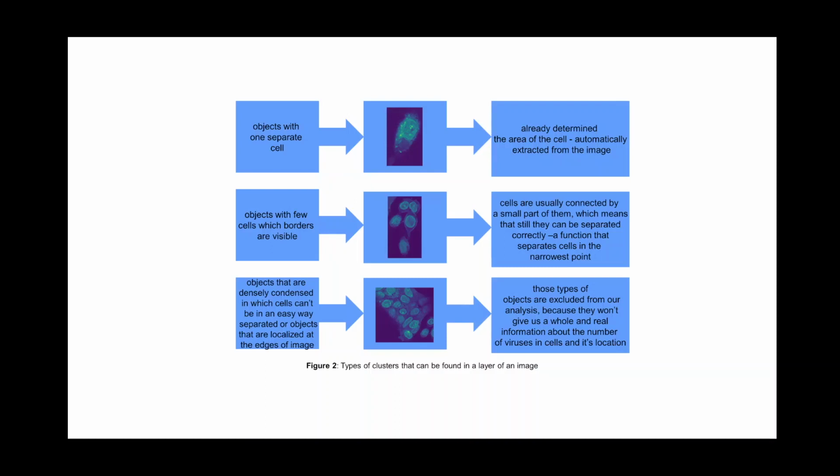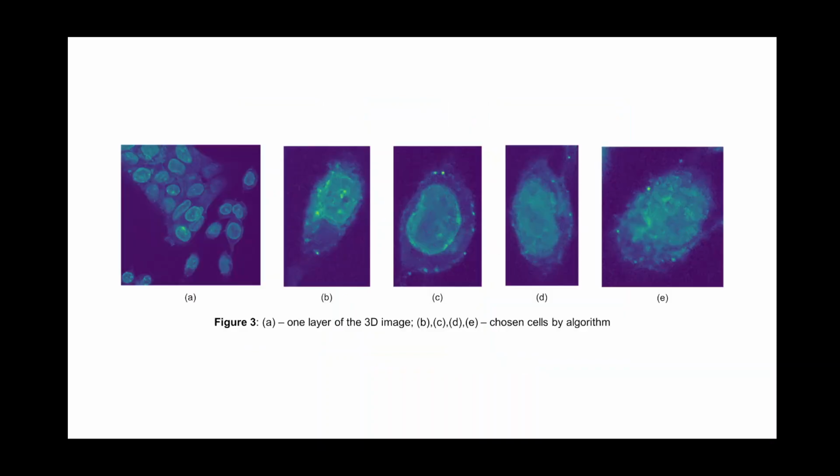And the whole algorithm was performed through all the layers of the images. That means that the size of an image with one cell extracted from the full 3D image was determined by the layer at which this cell was the biggest. As a result, we obtained a dataset with 3D RGB images of cells extracted by the algorithm from 3D images with a bunch of cells.